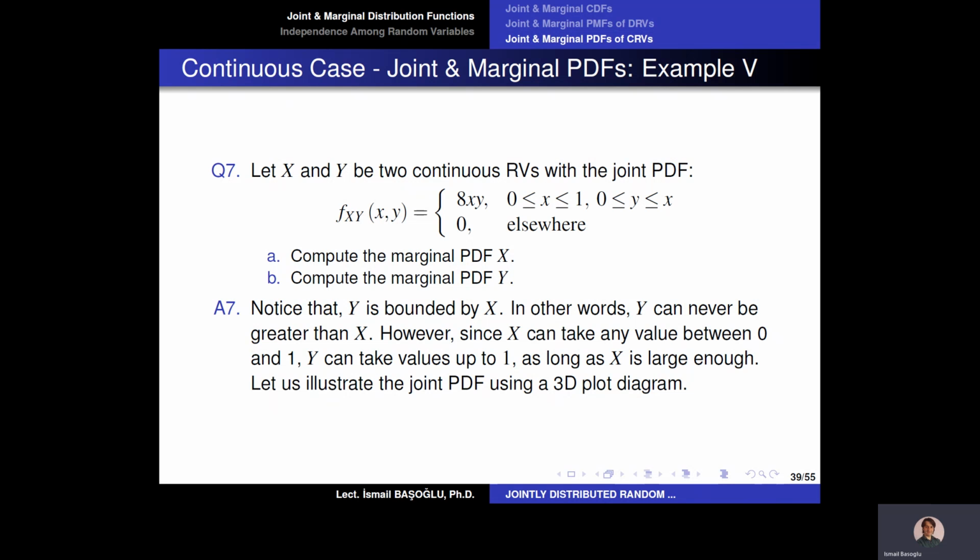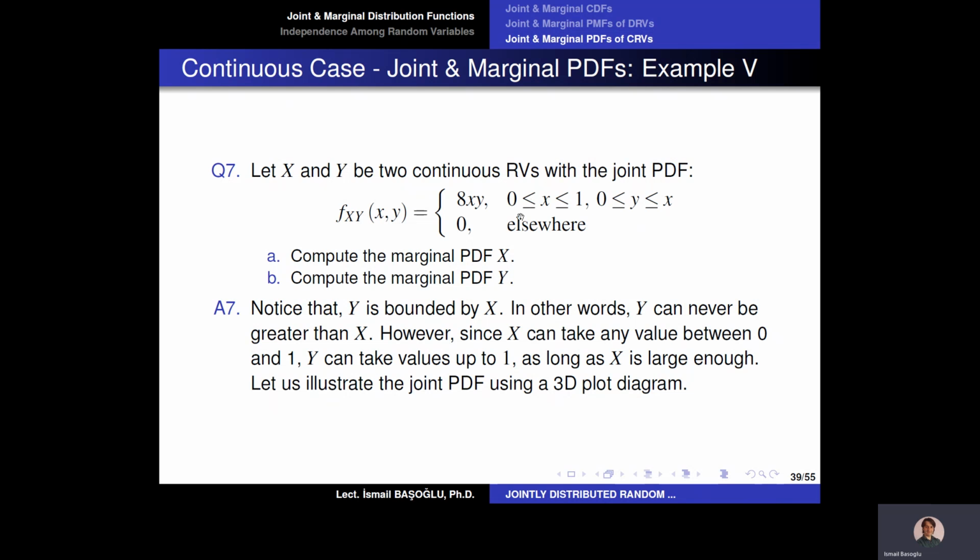However, you can easily realize from here that the second random variable y can also take values between 0 and 1. For example, if the first random variable x takes the value of 1, then the second random variable can also take any value between 0 and 1. So it is also possible for the second random variable to take any value between 0 and 1.